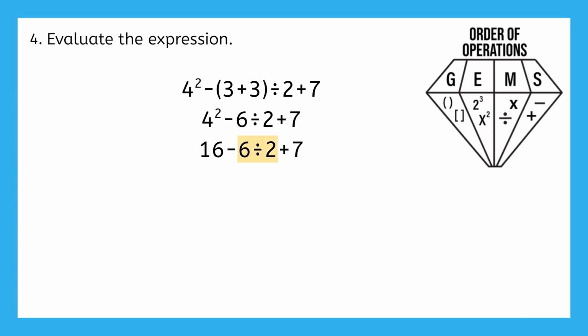6 divided by 2 equals 3. Now we're left with subtraction and addition. Subtraction and addition are ranked equally in GEMS, so we need to work from left to right, solving whatever comes first. 16 minus 3 equals 13, and 13 plus 7 equals 20. And there's our final answer.